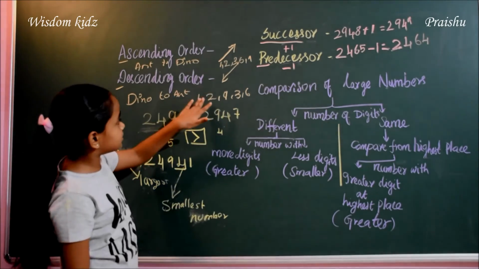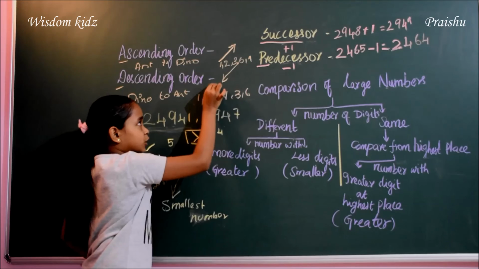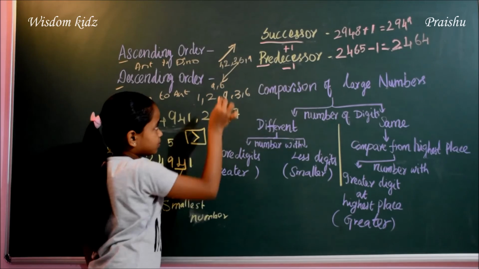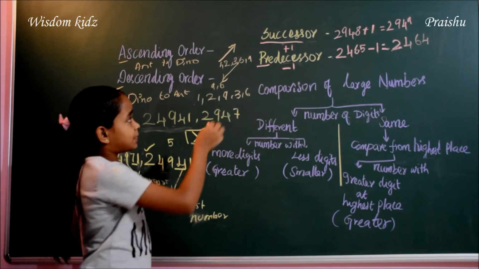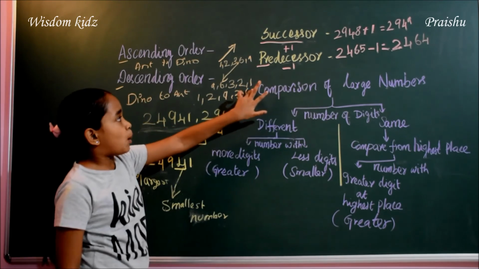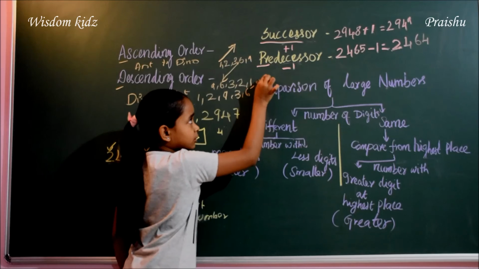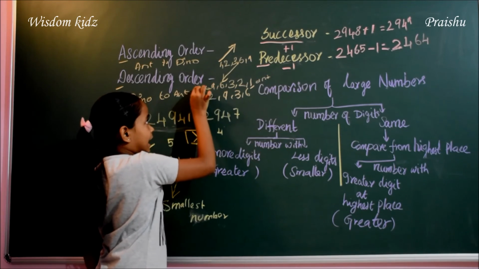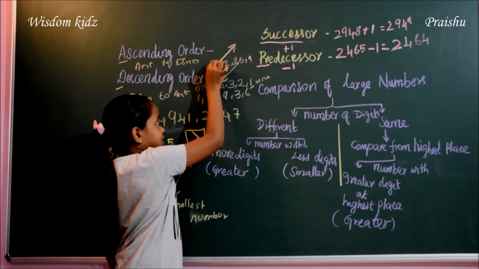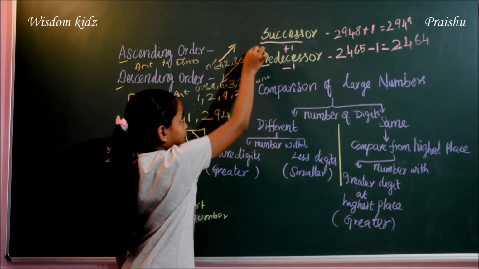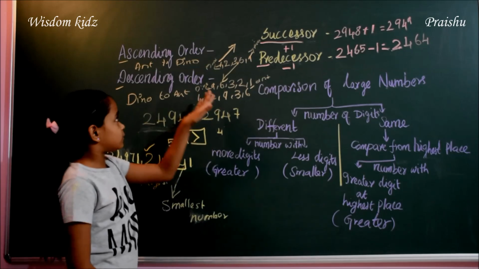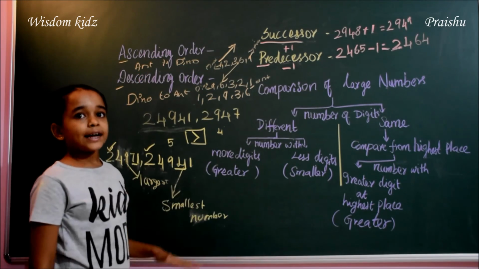When you arrange this in descending order, 9 comes first because 9 is the dinosaur here. Then 6. Then comes the 3, 2 and 1. Here 1 is the ant and this is the dino. So it is very easy to arrange the numbers in ascending and descending order.